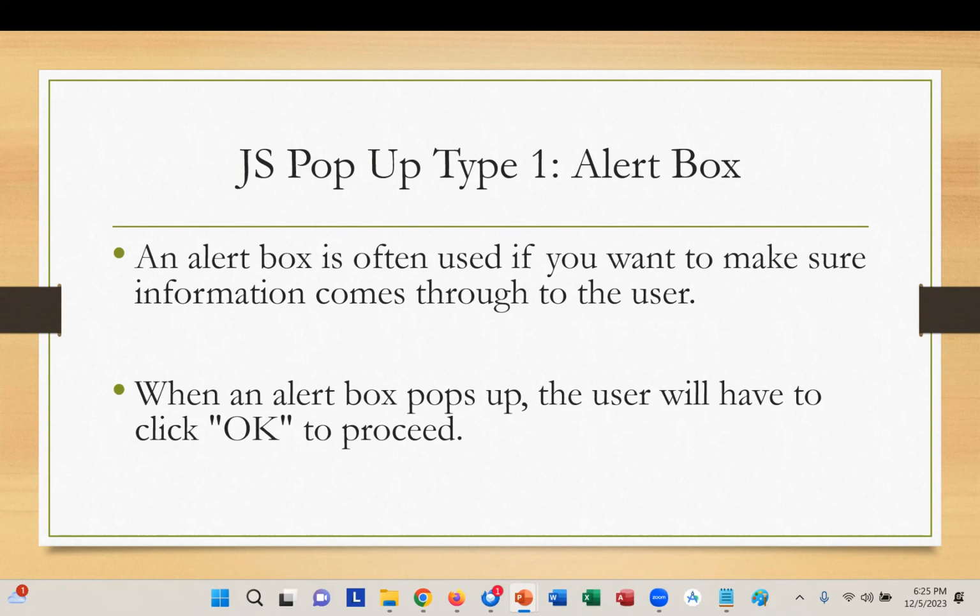So you have different types of JavaScript pop-ups you may create. The most common one we've seen so far is an alert box. It's used to make sure that information comes through to the user. So it'll just pop up, you click an OK button, it disappears, you go on to your web page as you need.